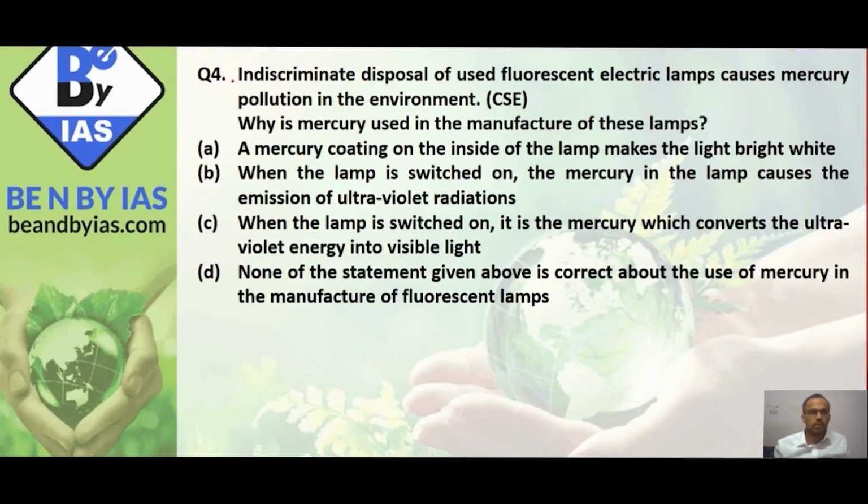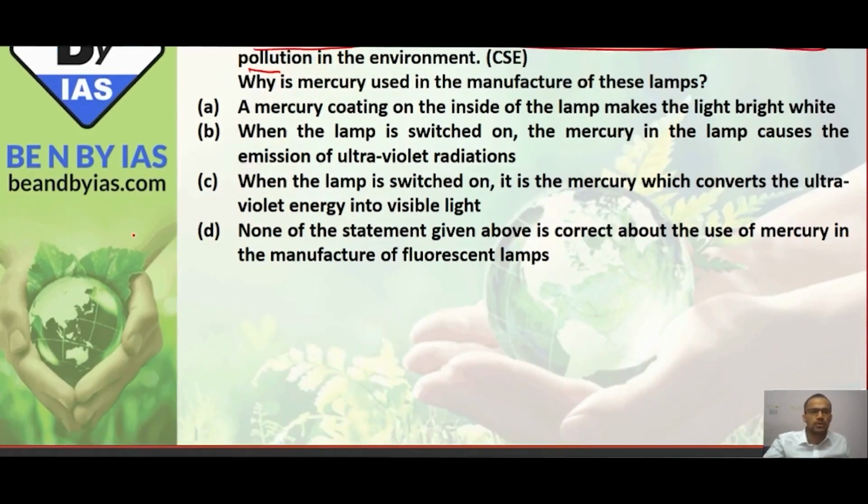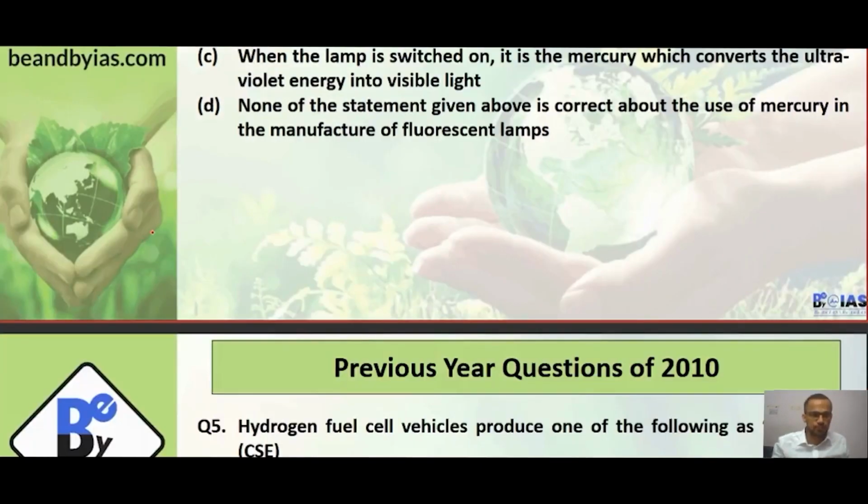So the next question is about the fluorescent electric lamps that cause mercury pollution. Let us read this question. Indiscriminate disposal of used fluorescent electric lamps causes mercury pollution in the environment. Why is mercury used in the manufacturing of these lamps? In order to answer this question, we'll have to discuss fluorescent lamps. Fine. So let us discuss fluorescent lamps.